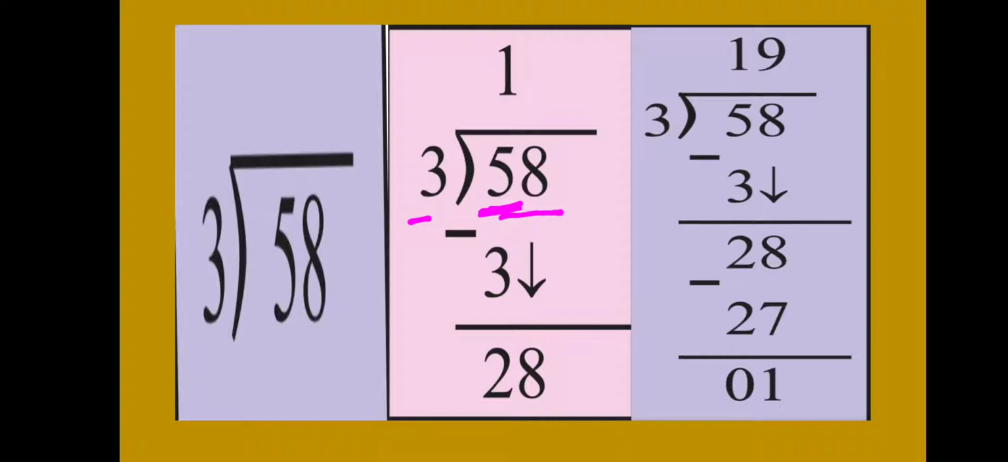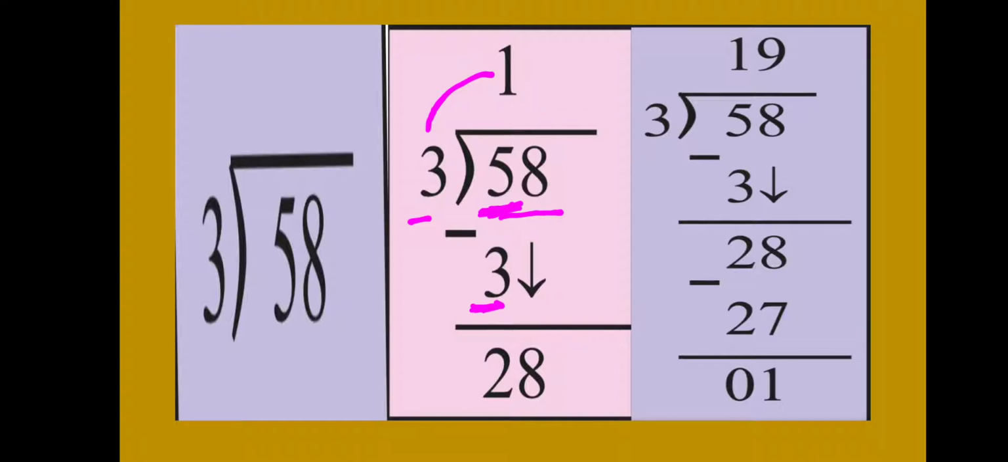So we are saying the table of 3. 3 1s are 3. 3 2s are 6. 3 2s are 6 means greater than 5. So we will not take that 6. We will take 3 1s are 3.